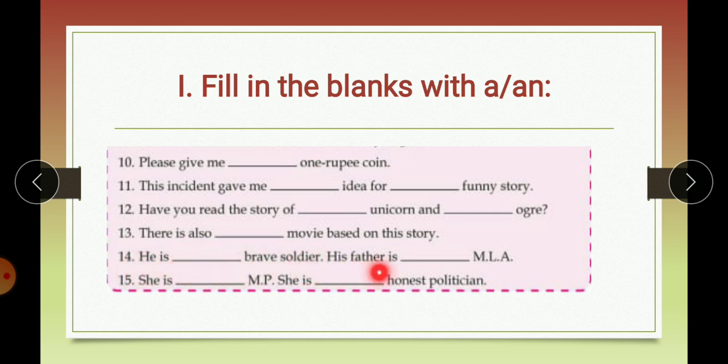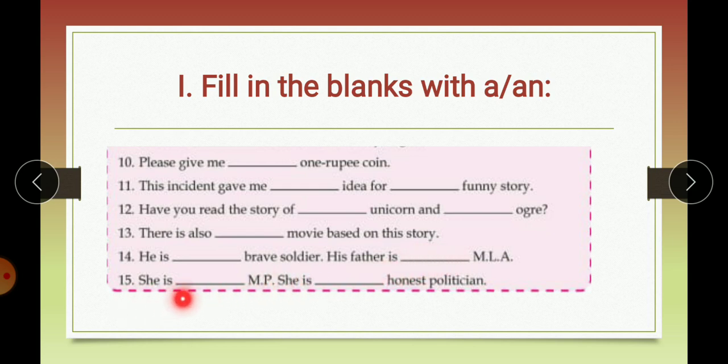His father is an MLA. Now here why we are writing an, though it is starting with M. Now children, it has already been explained to you that when we are writing MLA or MP, the M is having the vowel sound, though it is a consonant, but the sound that is coming is of M, EM, that sound is coming, right? So we are putting an.